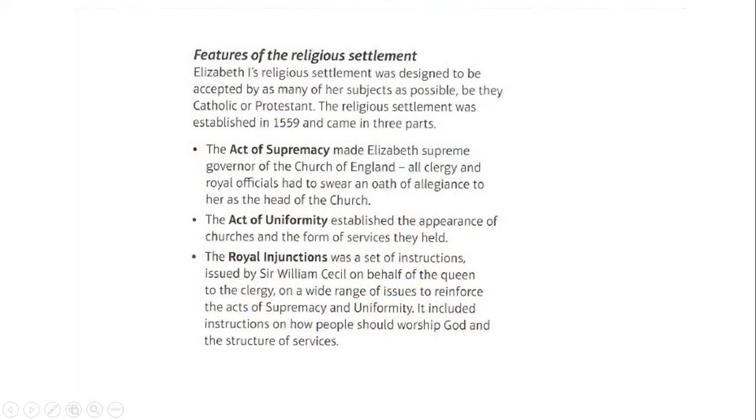We can see here the three key features of that religious settlement: the Act of Uniformity that I've just referred to, that established what churches should look like and what services should look like; the Act of Supremacy, which made Elizabeth supreme head of the church; and royal injunctions, a set of instructions that were put in place to make sure that the Act of Supremacy and Act of Uniformity were enforced. It also included instructions on how people should worship God and the structure of services, etc.